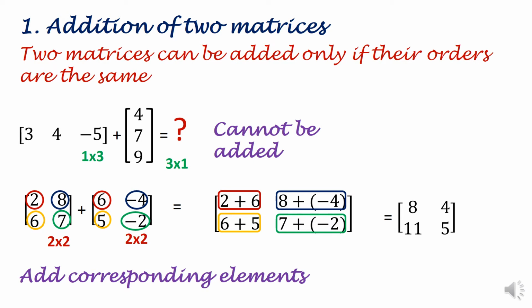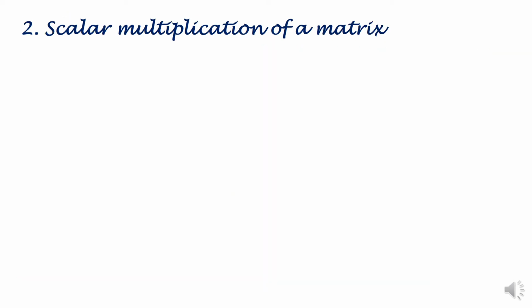What about subtraction? Two matrices can be subtracted if we remember this particular rule, that is A minus B is the same as A plus minus B. So essentially subtraction obeys the same rule as addition of matrices. The next concept is scalar multiplication of a matrix.